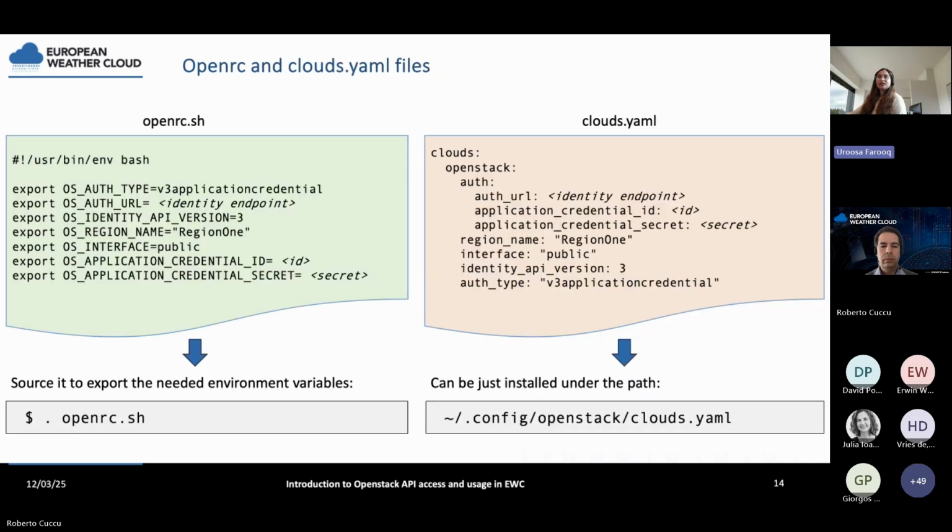This is how the OpenRC file and clouds.yaml file look. For the OpenRC file, you will get the details, and the credentials are saved in your IAM account. Here you can source it to export the required environment variables from the OpenRC file. The command is shown right under it. And for the clouds.yaml, you can just install it under the .config/openstack/clouds.yaml path.